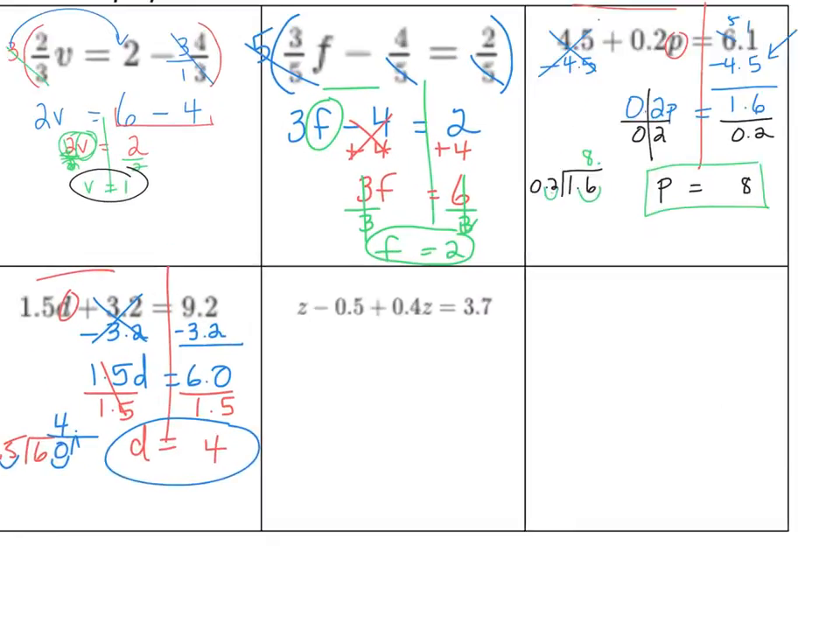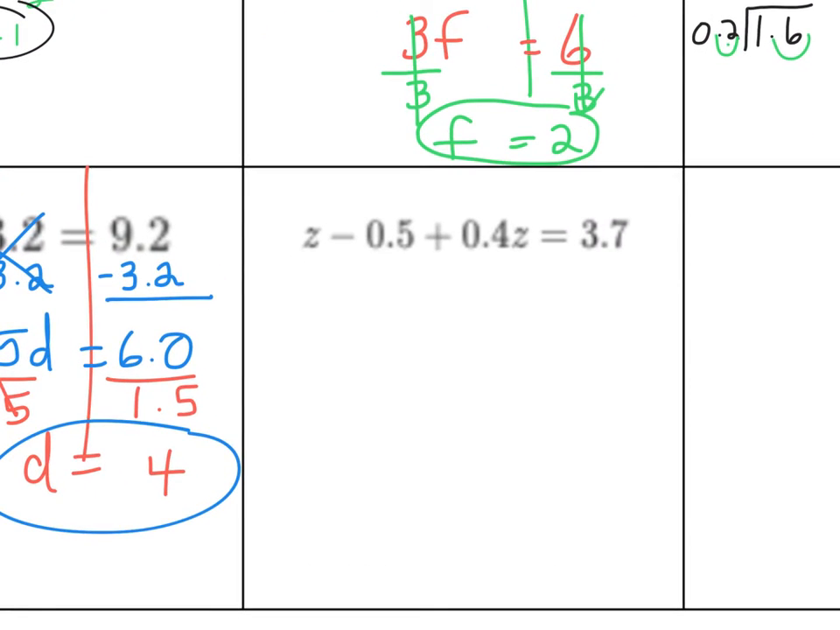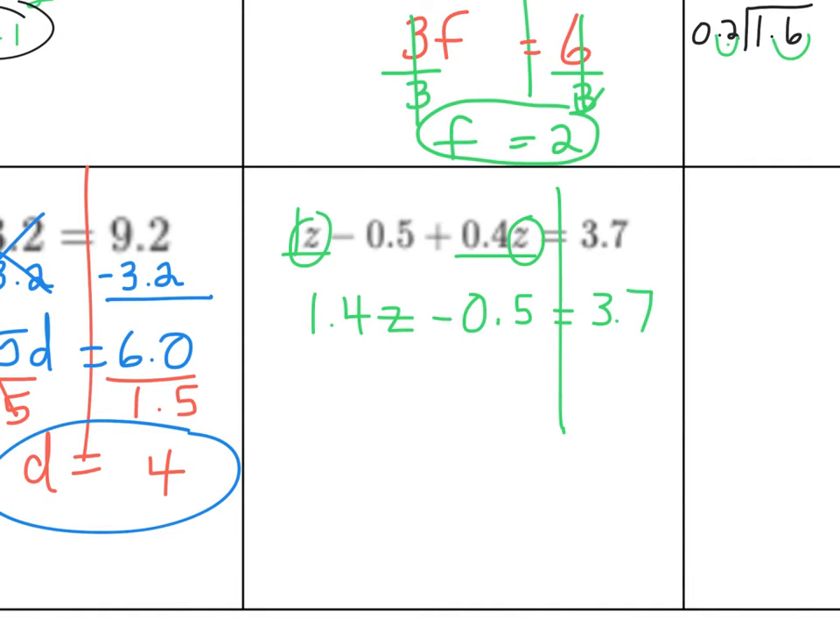All right, so let's check this one. Last problem. Here's my equal sign. And I notice, look at this, I have 2 variables on this side of the equation. So that means I can combine them. This is a 1z and this is a 0.4z. If I combine those together, this is what we've been doing all this time with algebra. 1 and 0.4 is going to be 1.4z. And then I'm going to write minus 0.5 equals 3.7.